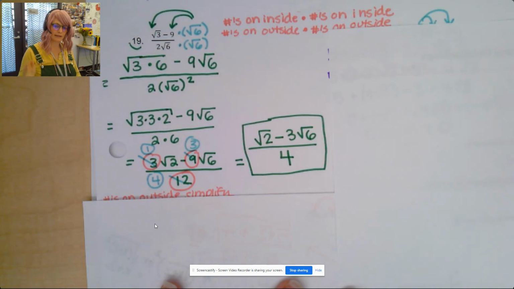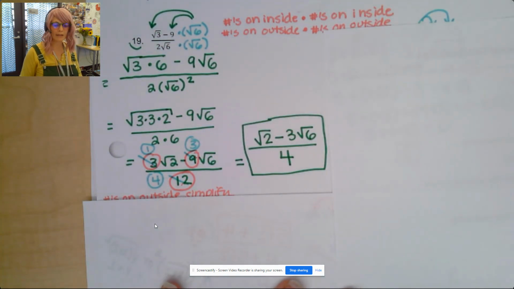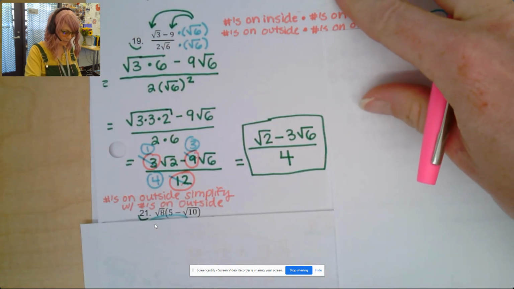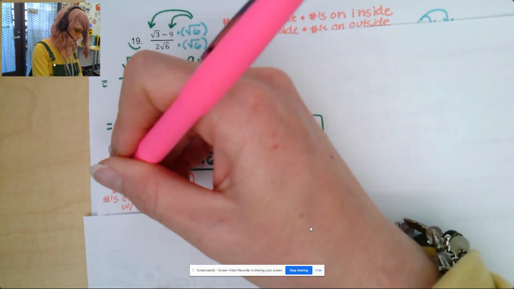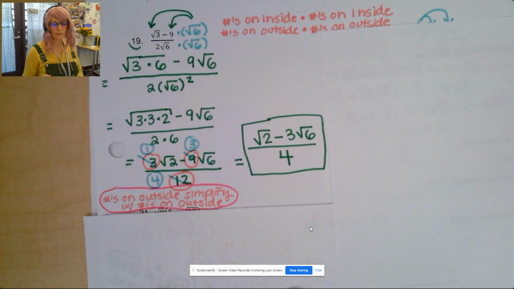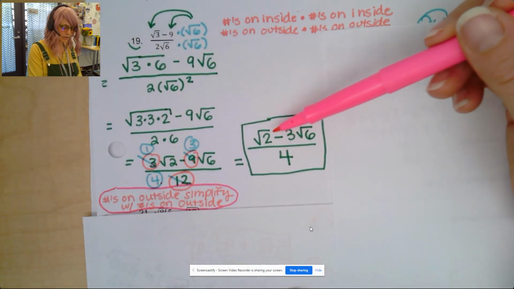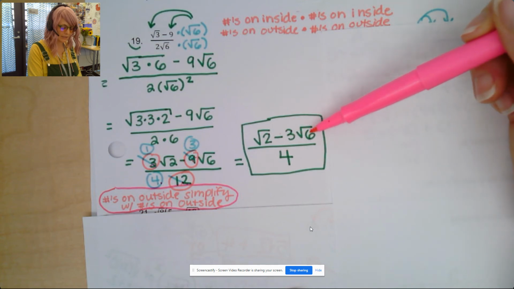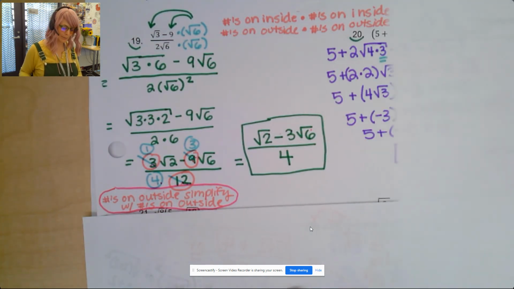Don't leave your answer like this, because we have numbers on the outside all having a common factor of 3. So numbers on the outside simplify with numbers on the outside. This is only true for numbers on the outside of our square root. It is not true for numbers on the inside of the square root. So numbers on the outside, 3 goes into 3 once, into 9 3 times, and into 12 4 times. So your final answer is square root of 2 minus 3 square root 6 all over 4. Woo, good job. Okay, let's go over our last problem.